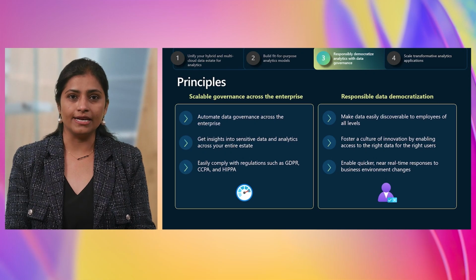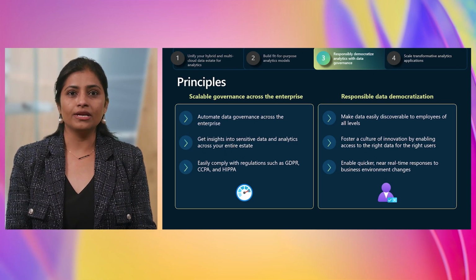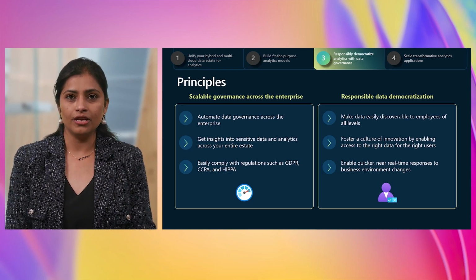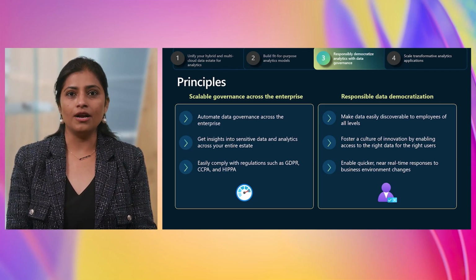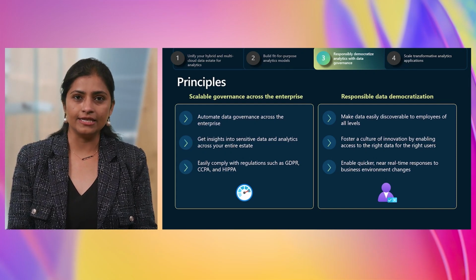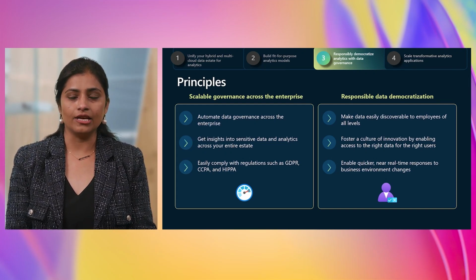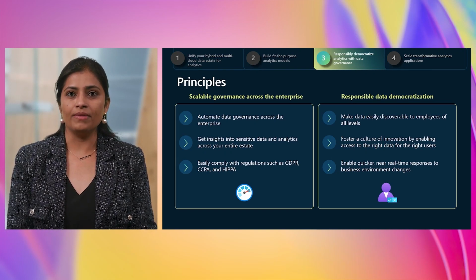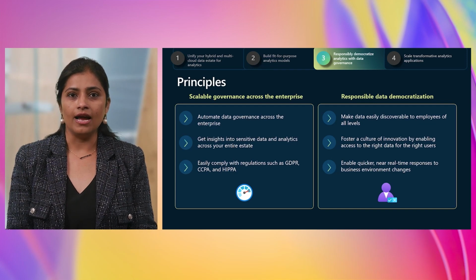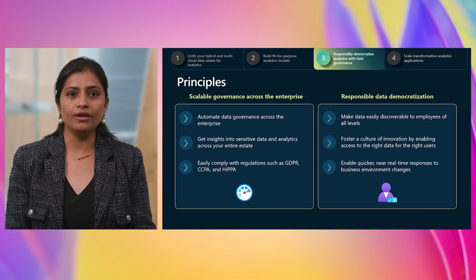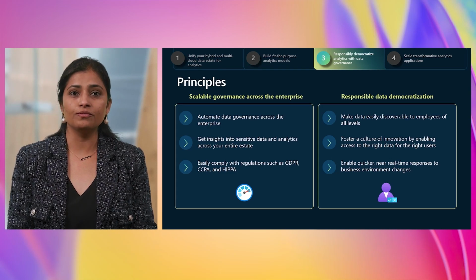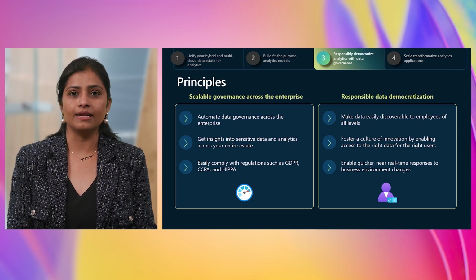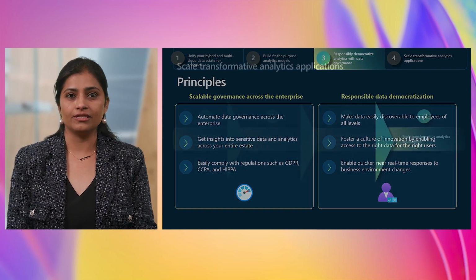When you automate data governance across the enterprise, you can easily comply with regulations like General Data Protection Regulation, which is GDPR, HIPAA, and more. You will start gaining insights into sensitive data and analytics across your data estate. Responsible data democratization makes data easily discoverable, and with the right access control, you will enable the right users to consume the right levels of information. It will enable you to provide near real-time responses to business changes.